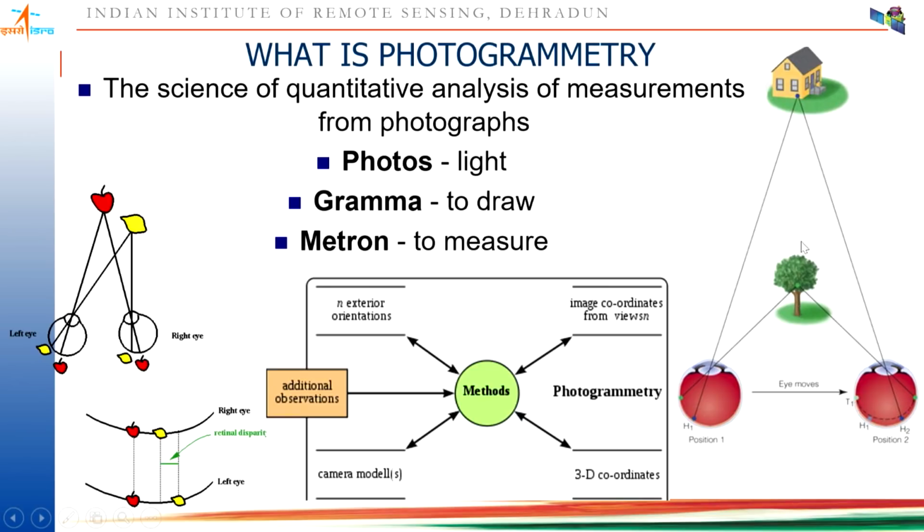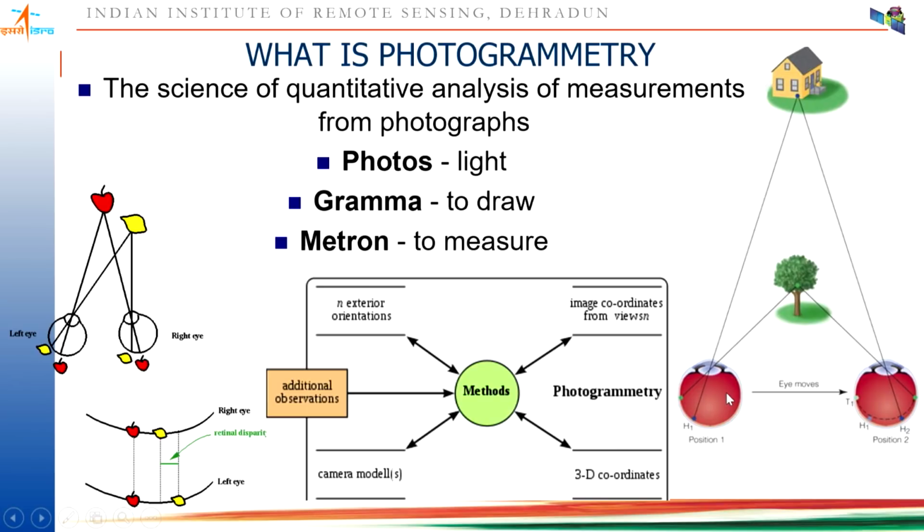And the difference between these two parallactic angles gives us an impression of what would be the depth of the tree and what would be the depth of the building. So this is how we are able to get depth perception. The same concept is used in photogrammetry also. Now replace these two eyes with two cameras.